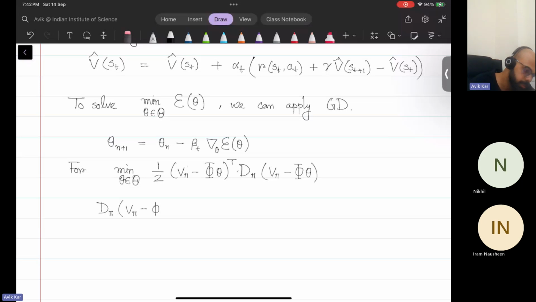Okay, I may make some mistake. So let me just expand this and then do the calculation of V pi transpose D pi, minus, now it's easier. So minus V pi transpose D pi V, plus.